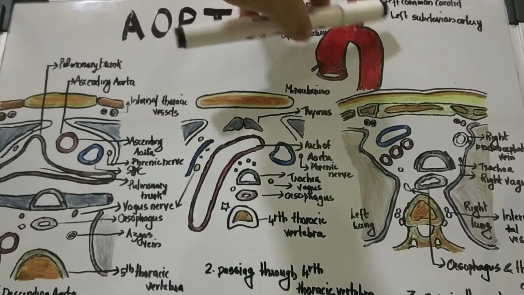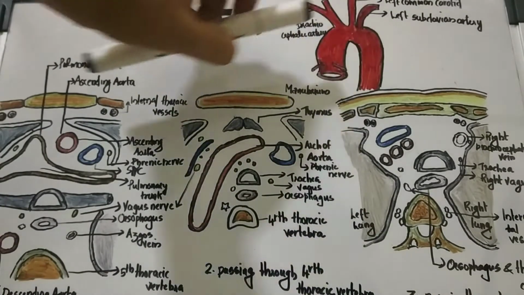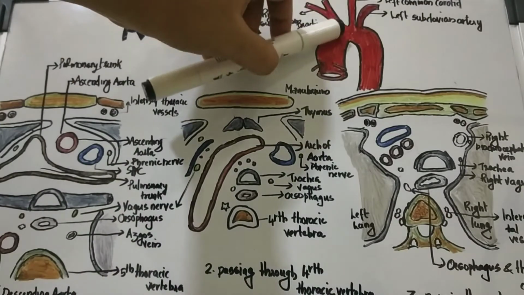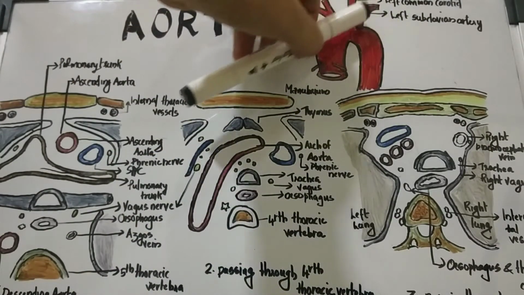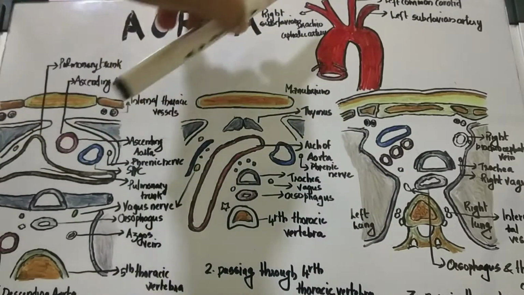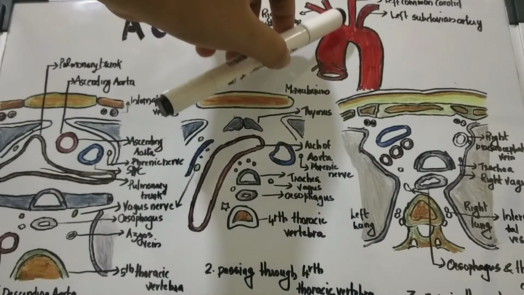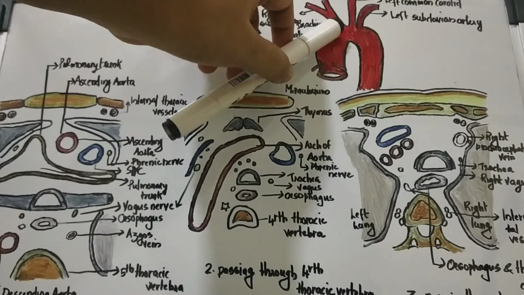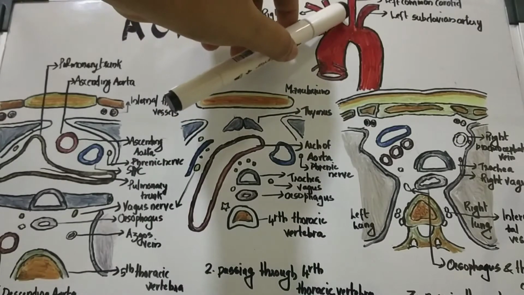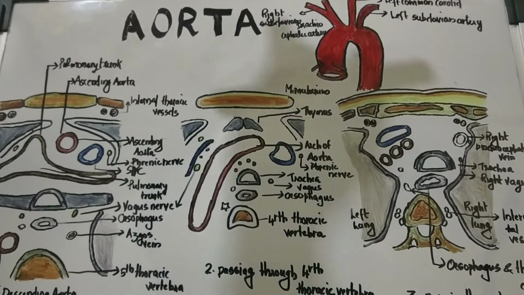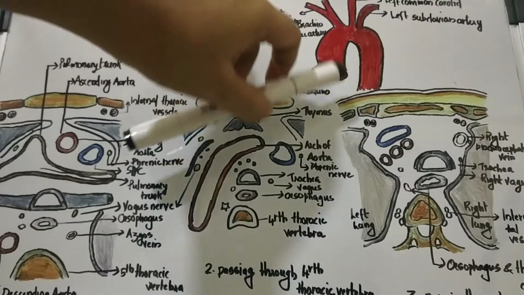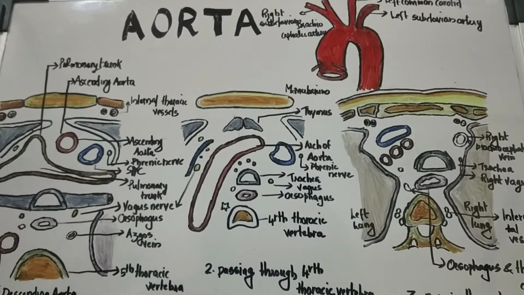The three branches of the arch of aorta are the brachiocephalic artery, the left common carotid artery and also the left subclavian artery. And the brachiocephalic artery again divides into the right subclavian artery and also the right common carotid artery. So, first we will discuss the ascending aorta.